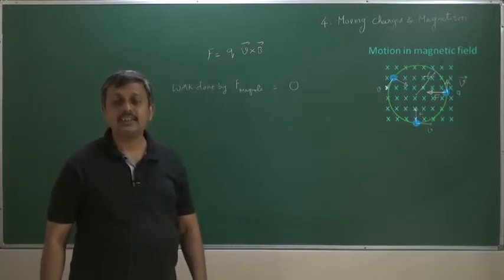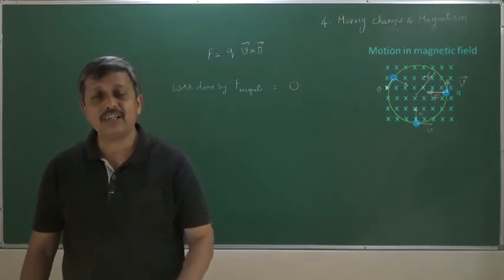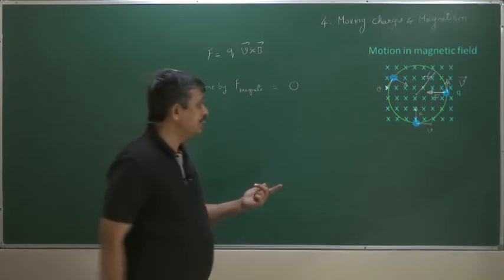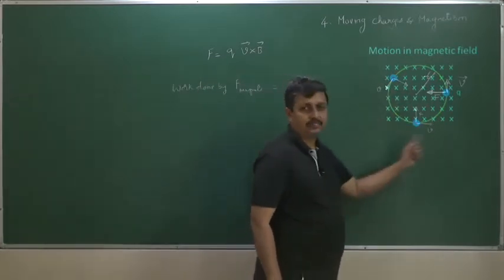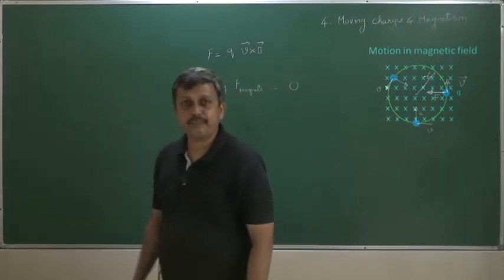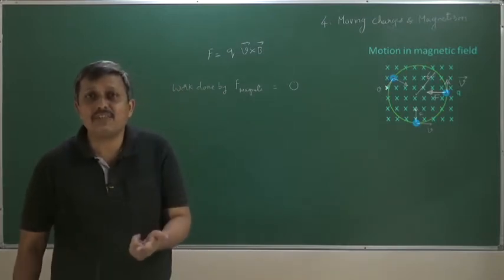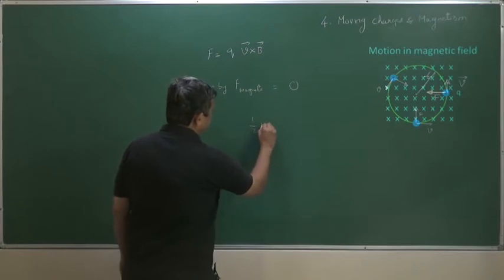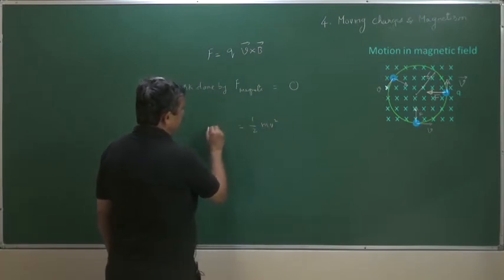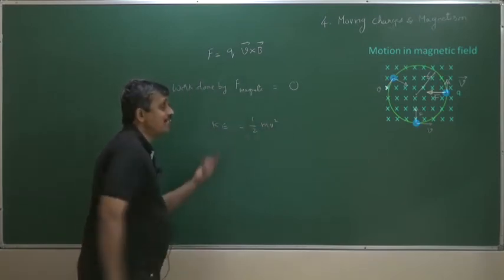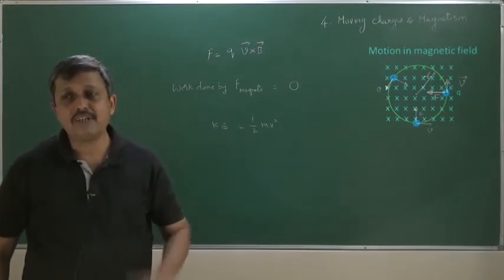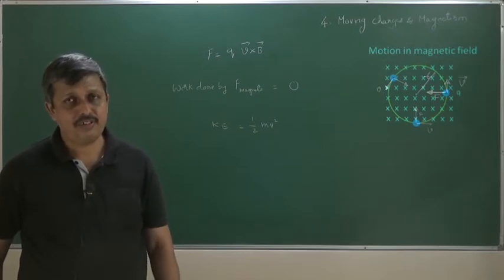Since there is no work done, we can also say that there is no change in energy. So there is no change in kinetic energy at all. Because the magnitude of the velocity is constant, kinetic energy, which is half mv square, is going to remain constant. So that basically is the crux of this scenario.